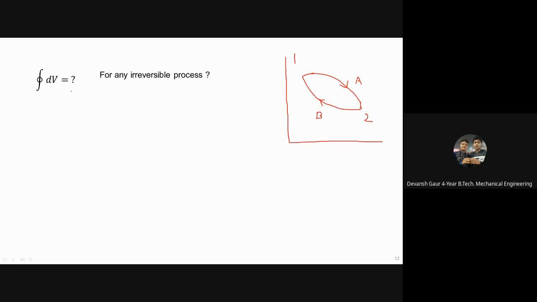Okay, now for an irreversible process, let us say instead of B, B is reversible. I have another path. Let us say this is C. C is irreversible. So if I do a cyclic integral over the irreversible process, what will happen? What will be my dV? So then also 0. Right? So for any process, the cyclic integral of a property will be 0.